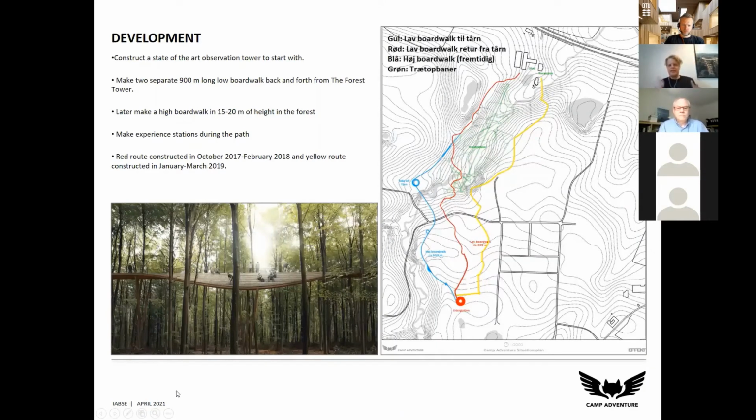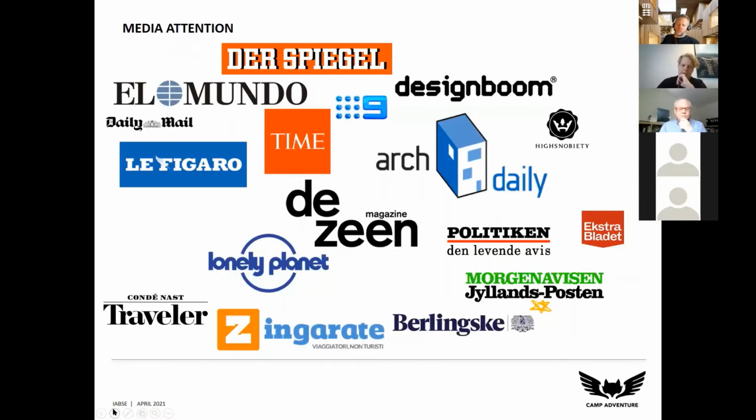And then we developed the idea. Many of the other places have high boardwalks, 15-20 meters in height, and they spend maybe 2/3 of their budget on that. We wanted to spend 90% of our budget on creating a really nice tower, and then we made a low boardwalk out to the tower and also back, and then maybe in the future we'll make the high one. So when you arrive at Camp Adventure and you want to visit the forest tower, you walk by the yellow path out, and then you have the forest tower here, and you walk back on the red path. And then maybe in the future we will get a high boardwalk to it, the blue path here. So that's how we have organized it, and also how we chose to spend the money.